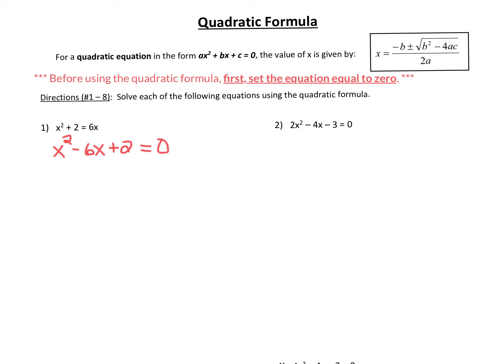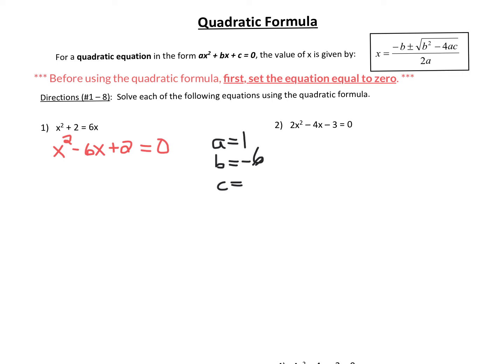If you want to make a list off to the side of what a equals, b equals, and c equals, you can, but that's totally up to you. So a is the number in front of the x squared, so in here, this would be a 1. b is the number that's in front of the x, and don't forget the sign with it right here, it's negative 6.